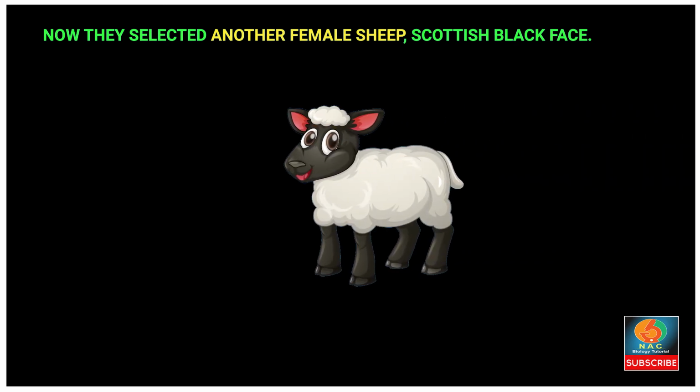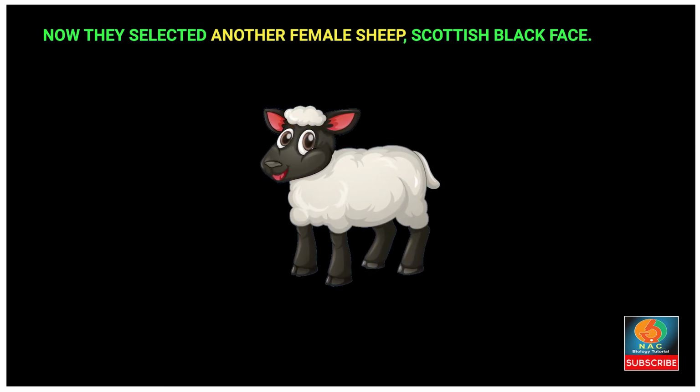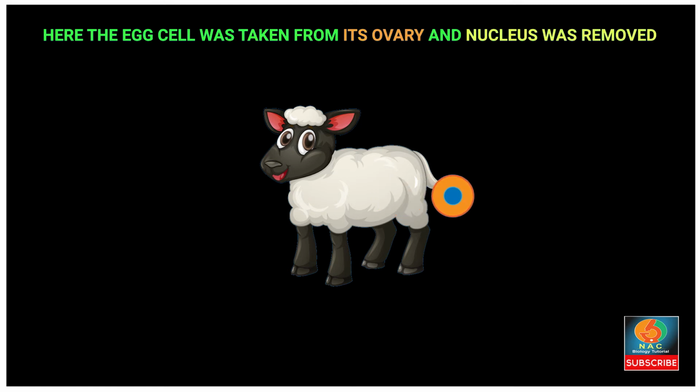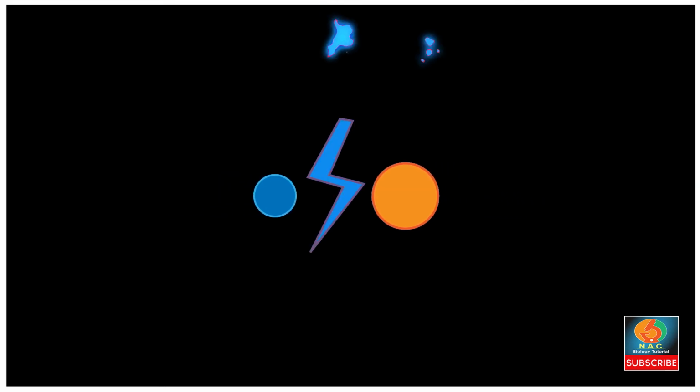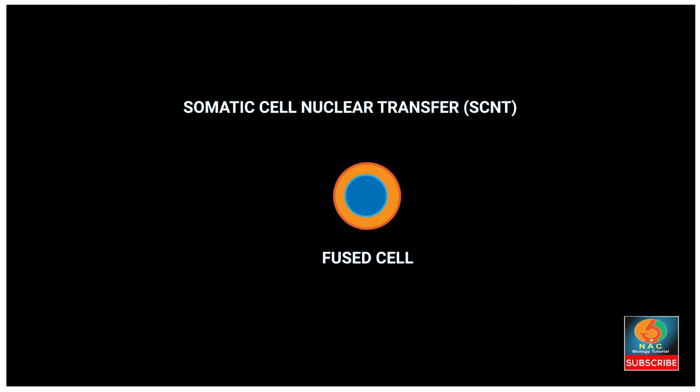Now, they selected another female sheep called Scottish Blackface. As the name itself tells, it is a blackface sheep. Here, the egg cell was taken from its ovary and the nucleus was removed. Now, both the cell contents, that is the nucleus and the egg cell, were fused using electric shock. This method is called somatic cell nuclear transfer, that is SCNT. SCNT is a laboratory strategy for creating a viable embryo from a body cell and an egg cell.